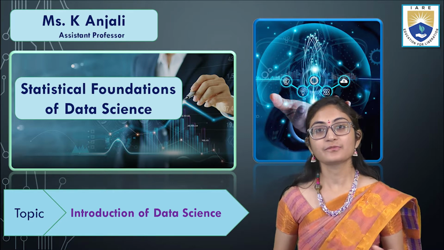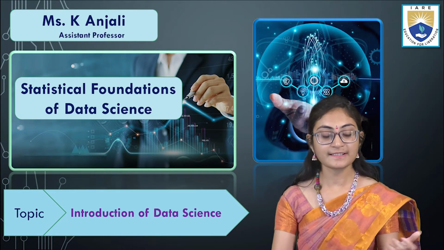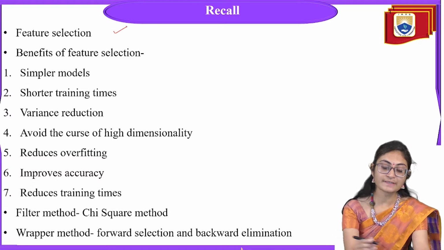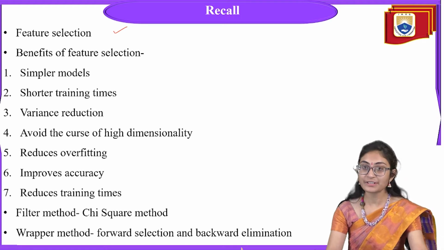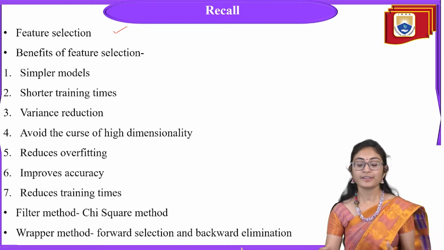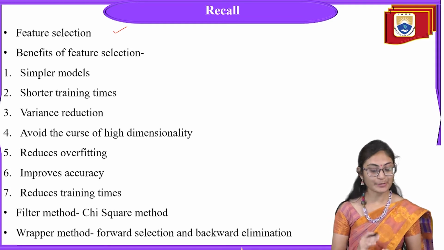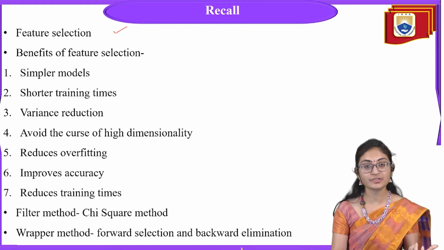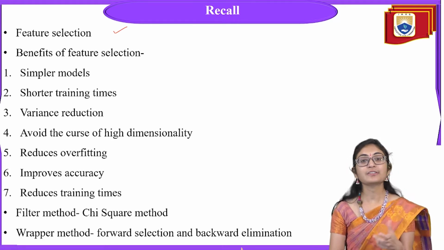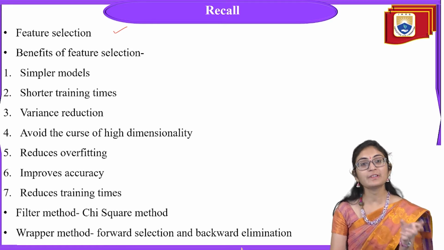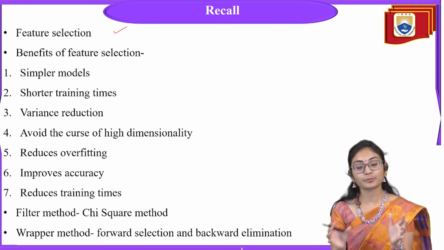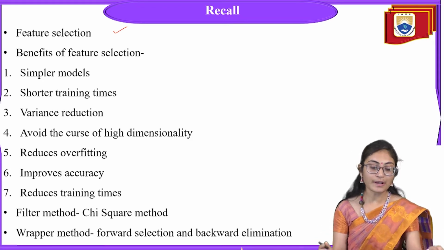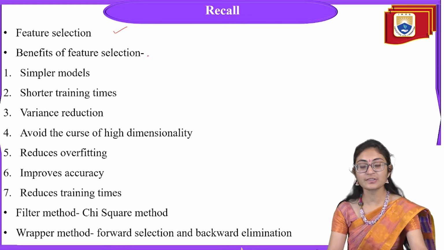First, we will recall the last class in just a few minutes. In the last class, we learned feature selection, some benefits of feature selection, then filter methods and wrapper methods. In feature selection, we select only those features which we need. We will not select all the features. We will select only the important features that we need. Then we saw the benefits of feature selection.